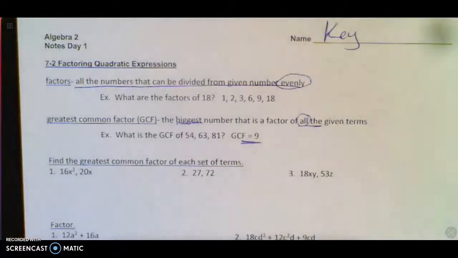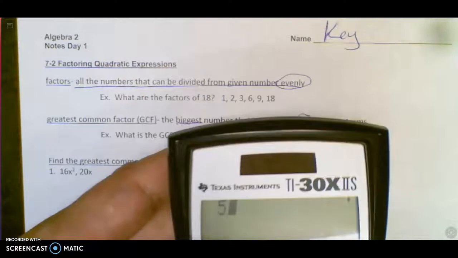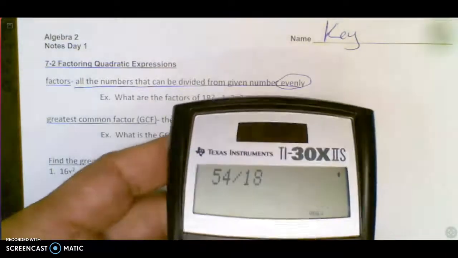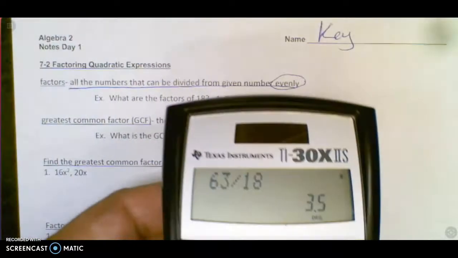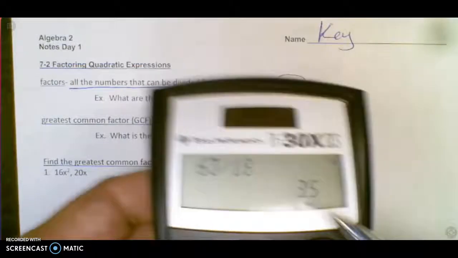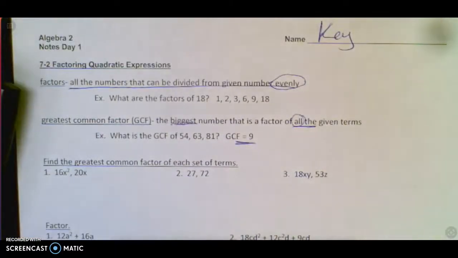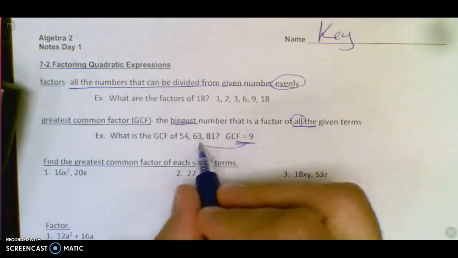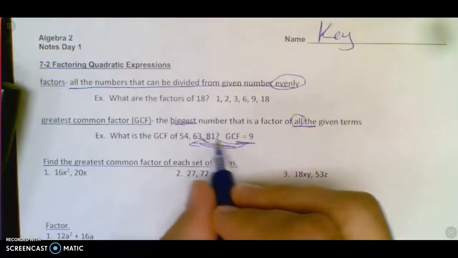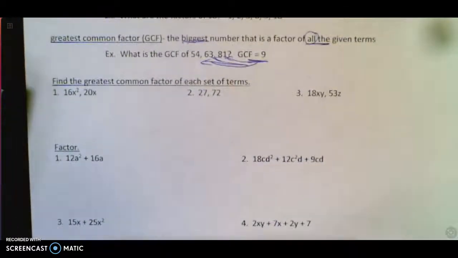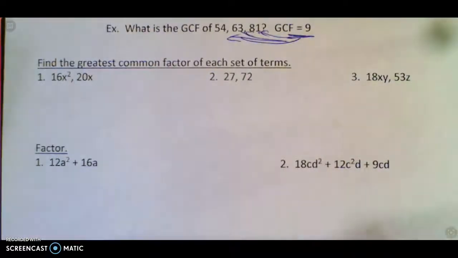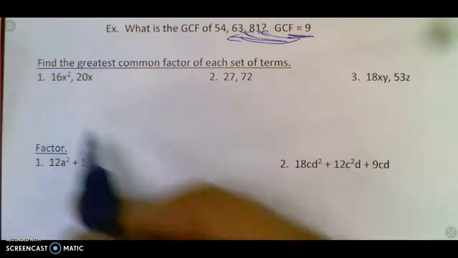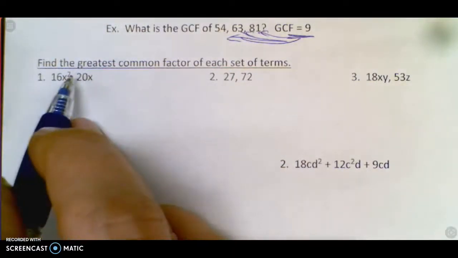Like if you're thinking 18, you could try it. You could be like, hey, does 54 divided by 18 work? Yeah, it does. Okay, awesome. How about 63 divided by 18? Oh, no, that doesn't go in nicely because it's 3.5. So you can't go up to 18. It doesn't divide into all of them. That's a tough skill because it does require you to be good at division or multiplication. Really, it's just multiplication.